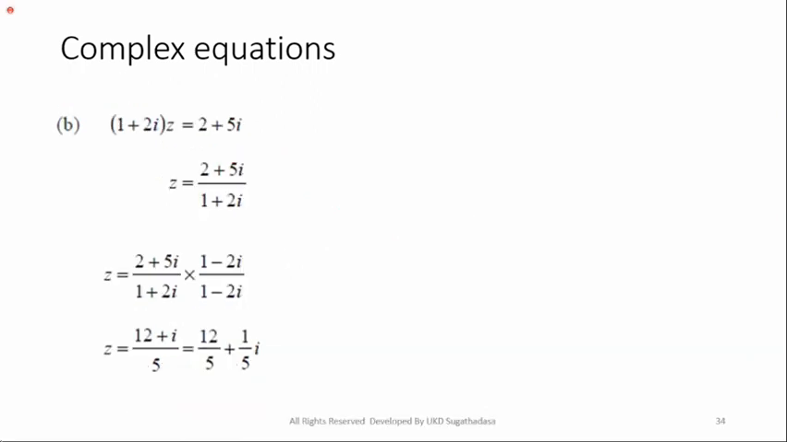Now the final one. z equals, like a simple equation, 2 plus 5i divided by 1 plus 2i. Then multiply both sides by the complex conjugate and simplify, you get 12 by 5 plus 1 upon 5 i. That is the answer for that particular one.